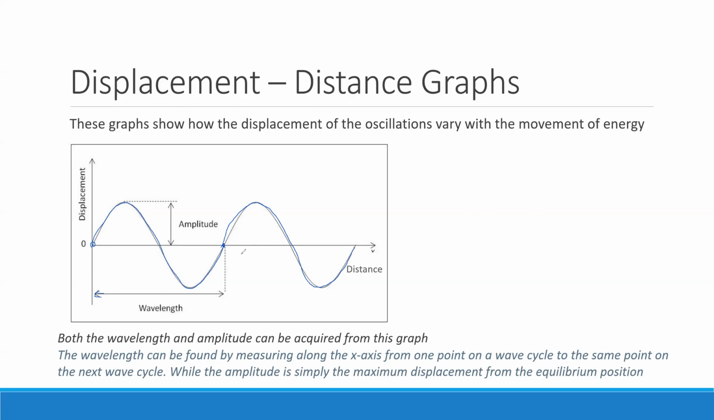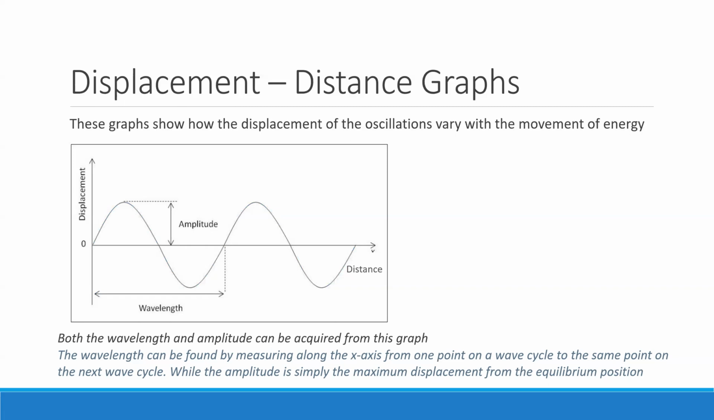So the amplitude and the wavelength can be extracted from a displacement distance graph, not a displacement time graph. And those are the only two variables you can extract from a displacement distance graph. You can't extract something like the frequency of the wave, or the speed of the wave, because those are also properties of waves. But what you can get is the wavelength and amplitude.